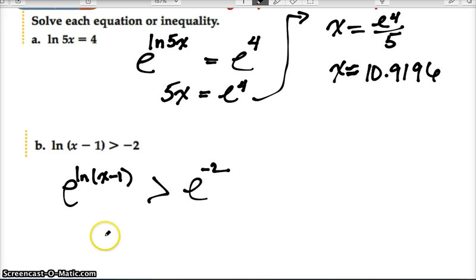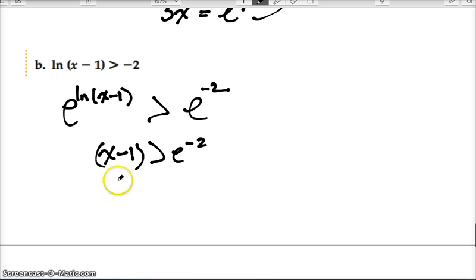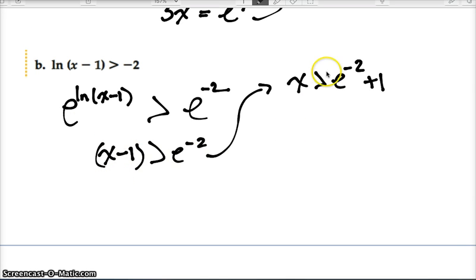And so we're going to process through that. This undoes that situation so that we're just left with x minus 1. I hope this is making sense, my friends. e to the negative 2 power is what we're comparing x minus 1 to. Then we're going to move our 1 over to the other side to get plus 1.